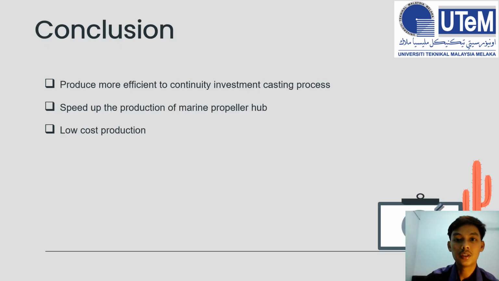In the conclusion, I can conclude that the mold that will be produced can be more efficient for continuing investment casting. The machining strategy has many aspects to fabricate this mold so that it can speed up the production of the marine propeller hub. And the most important thing is that the process can be low cost production.